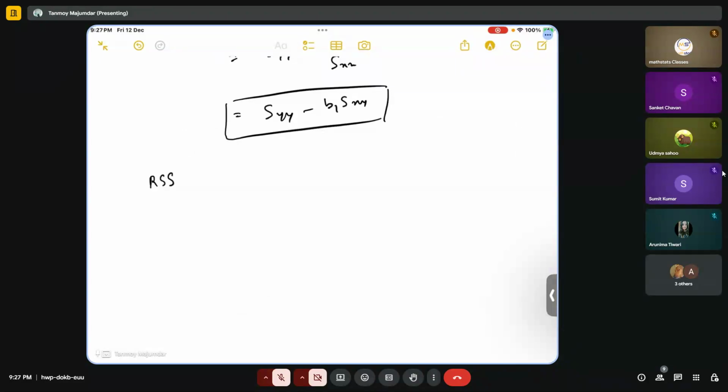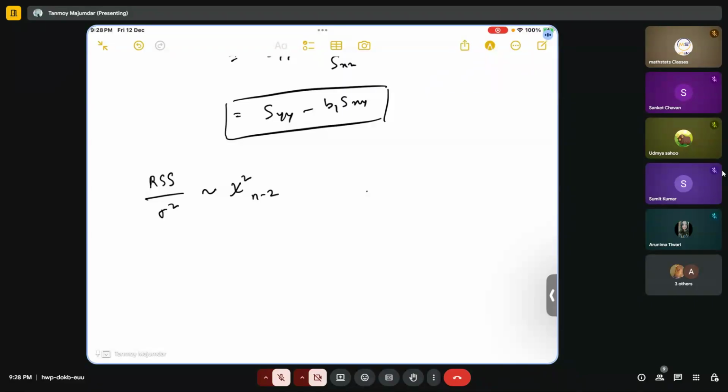सो द थिंग इज, ये जो हम लोगों ने रेसिडुअल सम ऑफ स्क्वायर्स देख रहे थे, okay, that residual sum of squares has a chi-square distribution. So the form we can write RSS by sigma square. What is sigma square? Sigma square is the variance of y. So RSS by sigma square follows chi-square with degrees of freedom n minus 2. Okay, why n minus 2? Because here we are actually considering the variance term.